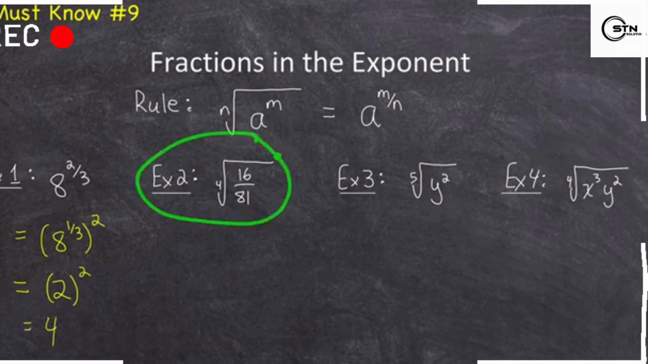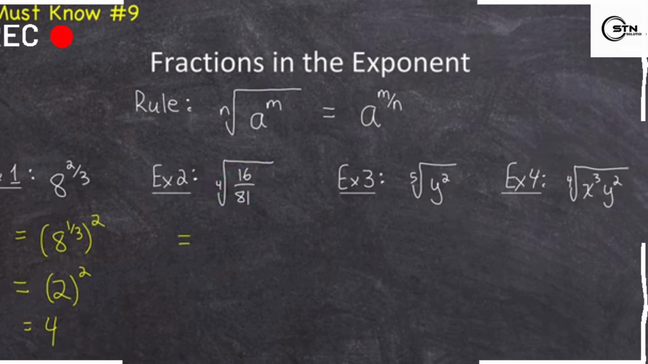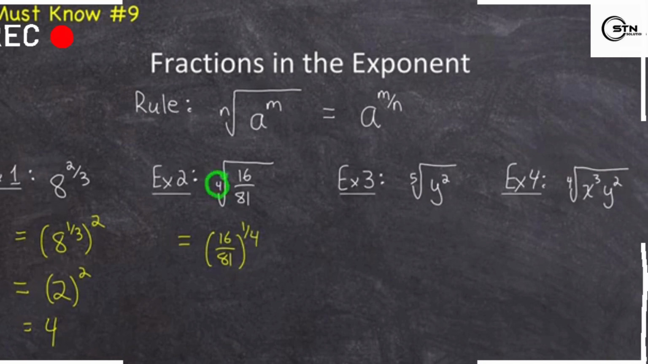In example 2, I have the 4th root of this fraction. I can rewrite that expression as a power with a rational exponent. It would be 16 over 81 to the power of 1 over 4. This small number with this root symbol is called an index of the root, and it becomes the denominator of the fraction that's in the exponent.